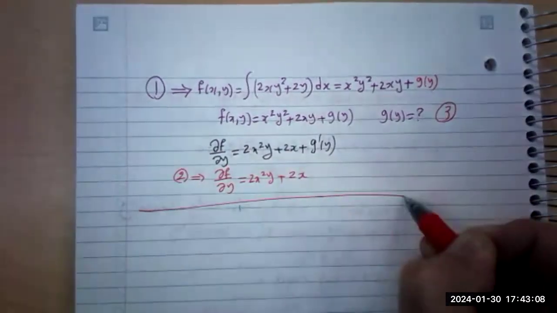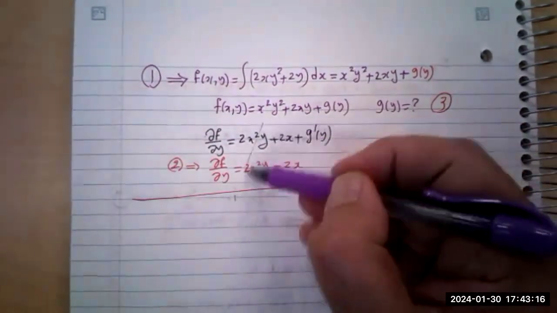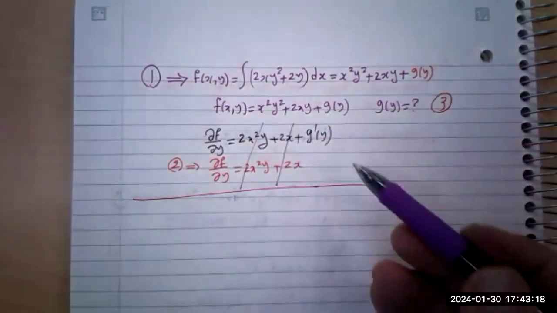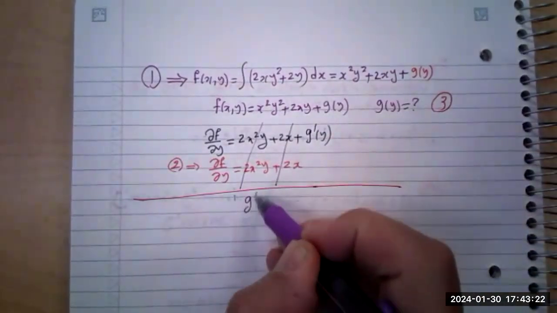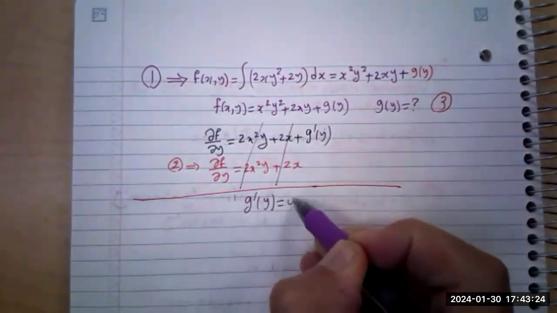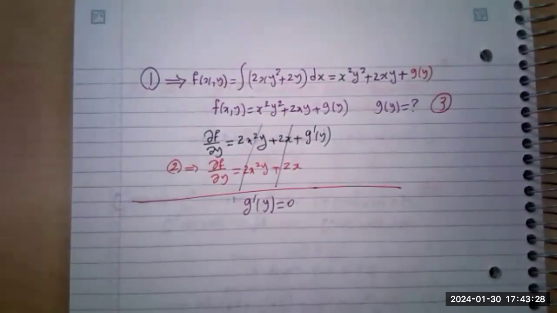Now let them be equal to each other, or compare them together. If you let them be equal to each other, these two would cancel out, these two would cancel out. So the leftover is going to be g prime. So g prime of y would be equal to this, because this is the 0 part. Any question? So when you let them equal to each other, you drop them down to get these numbers.